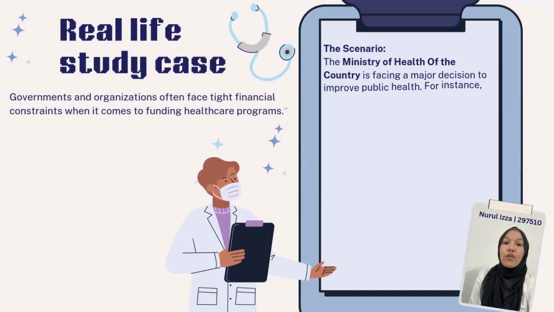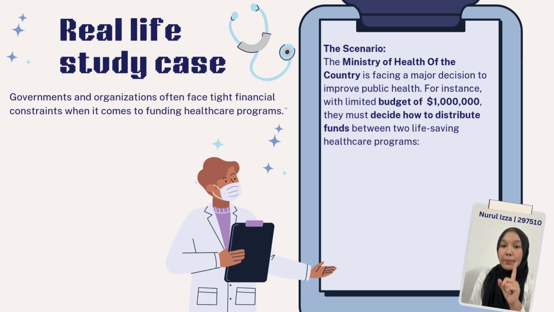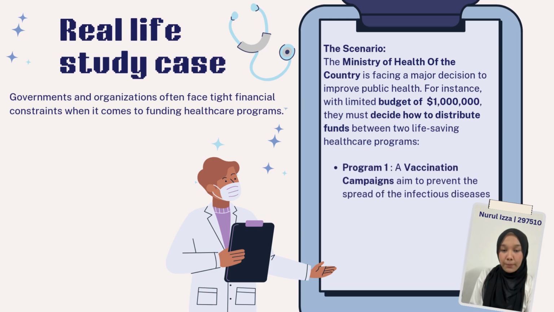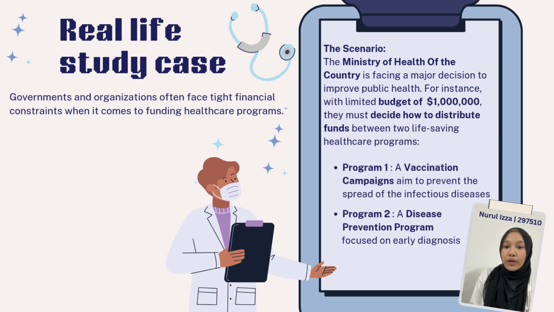Let's take a look at a real-life scenario. Imagine the Ministry of Health in a country is given 1 million ringgit to improve public health. Sounds like a lot, but here's the catch. They have to divide it into two critical programs. One, vaccination campaign. Two, disease prevention program.